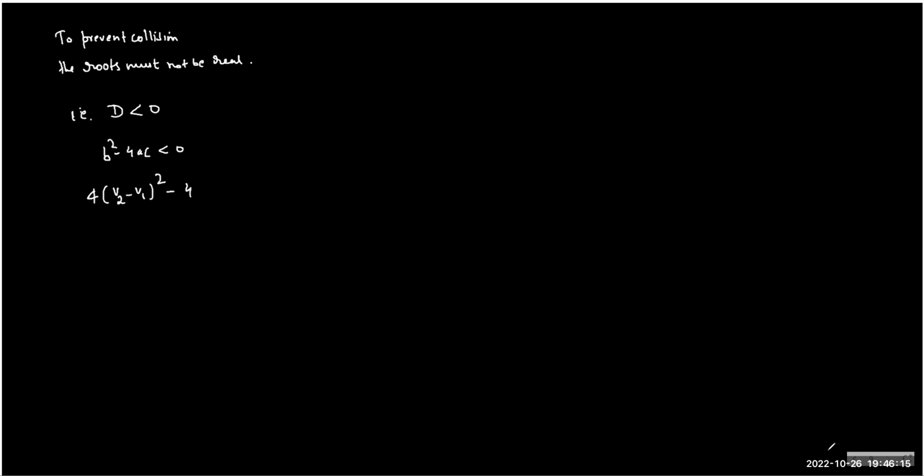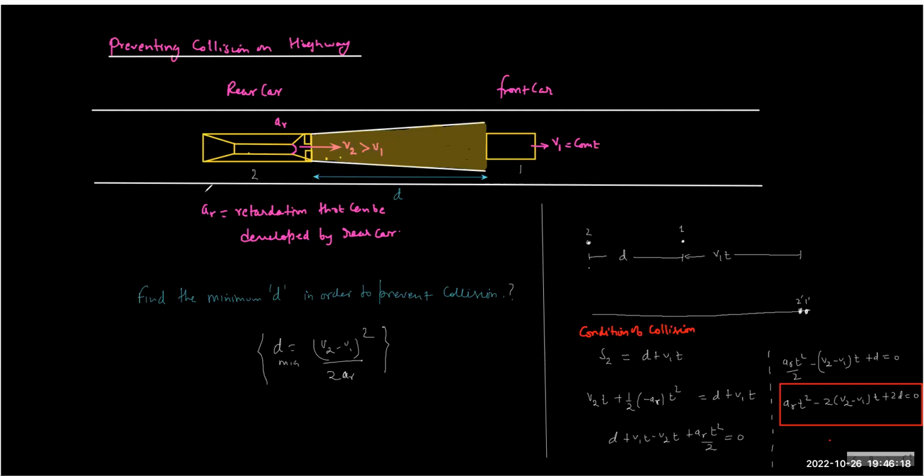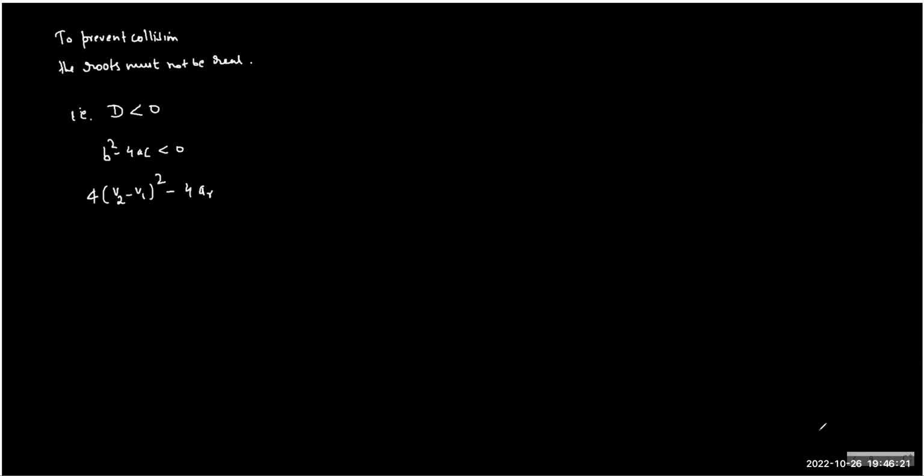And what is a here? The a here is luckily a_r. And what is c here? c is 2d. So this 4 will get cancelled out. So what you get is 2 a_r d is more than (v2 minus v1) whole square. So d is more than that. So the minimum that we can think of, because d is always more than or equal to this value, numerically the minimum we can take as this.